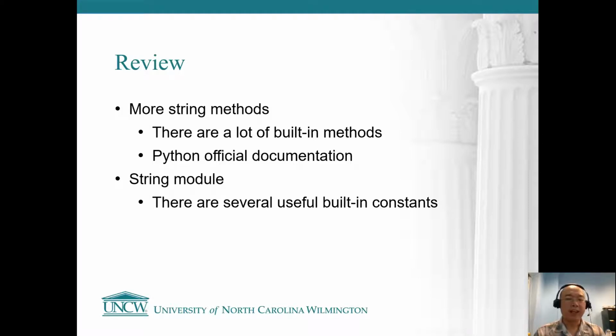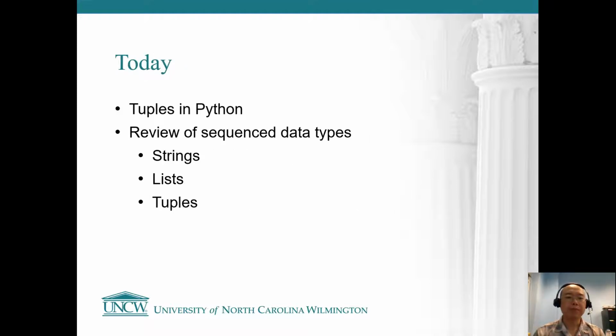Okay, we also talked about the string as a module, and we have some predefined constants, for example, the lowercase letters, the uppercase letters, the digits, etc. Today we are going to see the tuple, and we want to put tuple together with the list and the strings, and see some comparisons. They are kind of similar. Why? The short answer is they are all sequence data types.